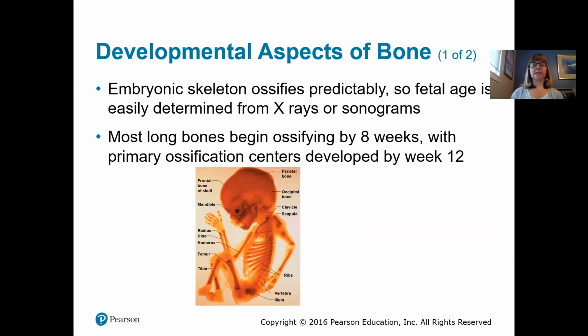Last part we'll look at is the developmental aspects of the bone. And once again, as I mentioned earlier, bones start out as cartilage, and then over time it ossifies. So most long bones begin to ossify somewhere between week 8 and week 12. So that's how, when they look at ultrasounds, they can look at the rate of ossification, and they can tell how many weeks old the fetus is. So they can tell it from x-rays, sonograms, and so forth. They can tell the age of the fetus by that ossification.